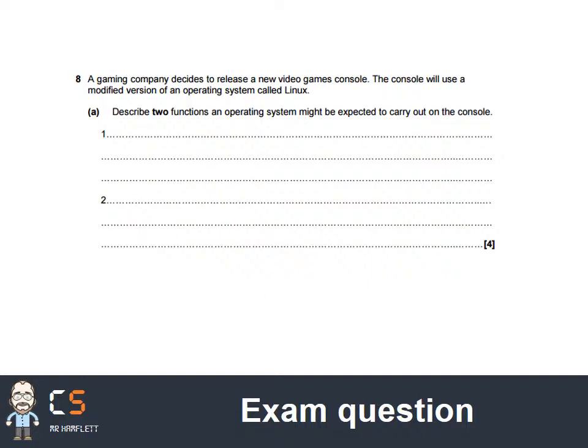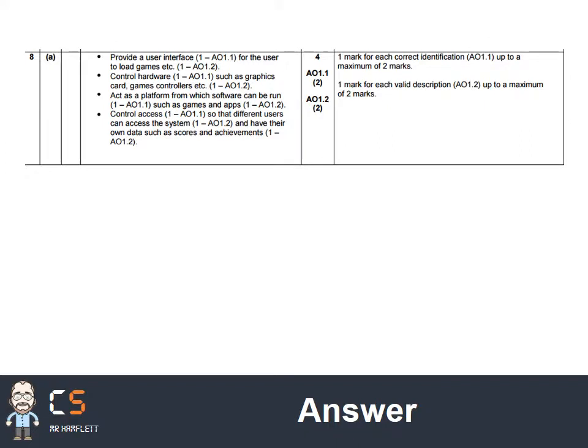This is more of a setup question, but just a little exam tip on this question. You need to make sure you're talking about the console. Whenever you choose two functions of an operating system, i.e. two things that it does, make sure they link back to the console in some way. So for the mark scheme, you can see it says user interface, which is something we know the operating system does, but then it says to load games. So you can see it's linked back to the question.